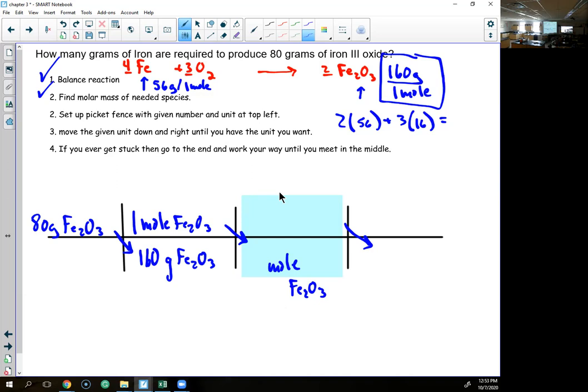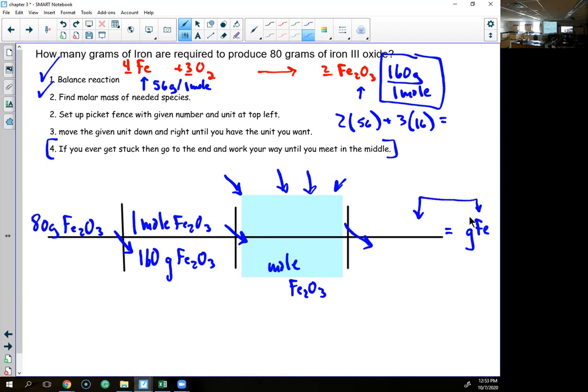Now, pretend that you have no idea what goes next. And for some of you, that might not be that much of a pretend. So, not being rude, but we're going to say, all right, I don't know what goes here. So look, if you ever get stuck, go backwards. We know the answer is what unit? Grams of Fe. Please look at the screen.